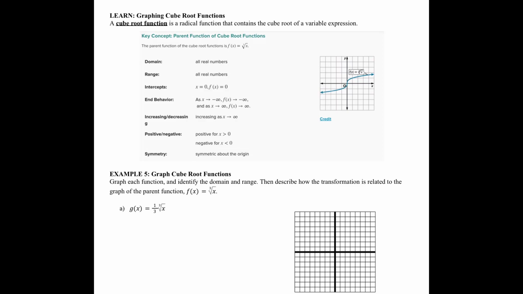Our domain and range will both be all real numbers. The intercepts of our parent function will be x equals 0 and f of x equals 0. Our end behavior, increasing and decreasing, positive and negative, and symmetry will all be as shown in the table here. So what happens when we manipulate the parent function and translate it around the coordinate plane, stretch it, compress it, shift it? That's what we're going to talk about in this section.